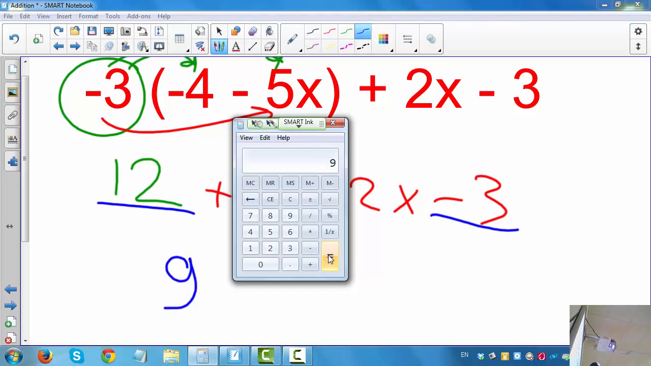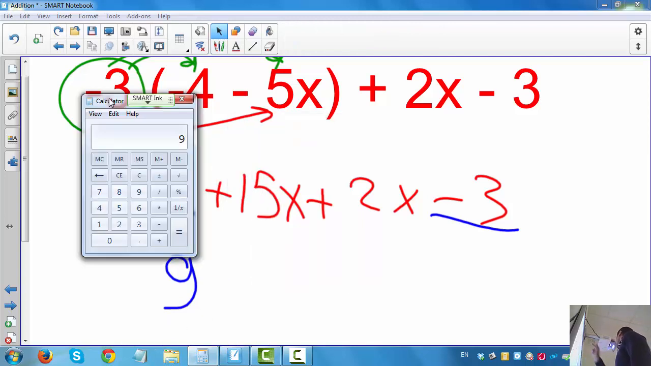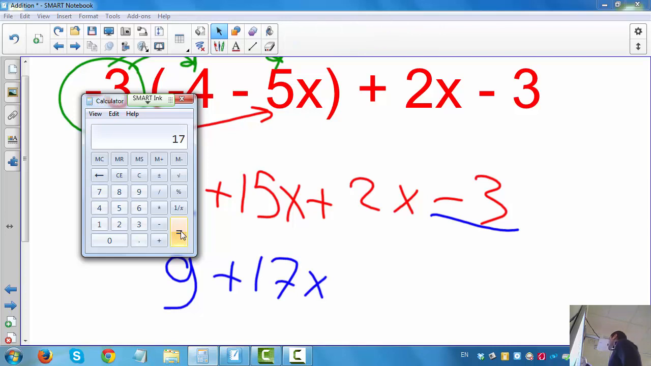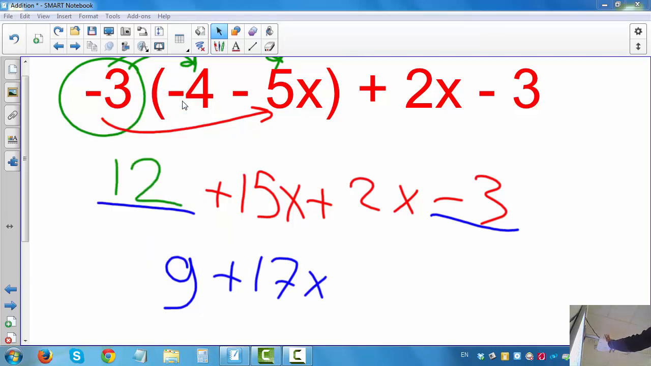9. And over here I am looking at plus 15x, which means nothing in front of 15, and plus 2x. So plus 2. You just deal with the numbers here. At the end I have no sign, which means plus 17x. Now, the left side, I did all I can do. I got this.